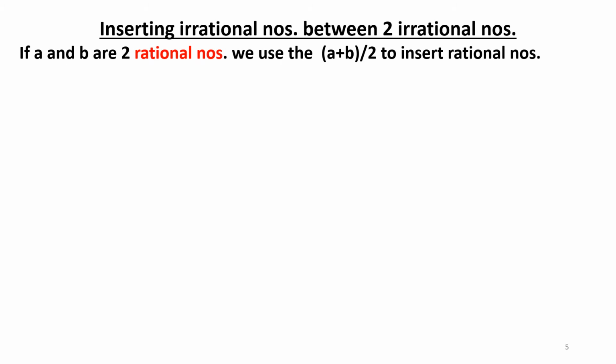If a and b are two rational numbers, we know the formula to insert a rational number between these two numbers. We will use the formula a plus b by 2. We will add both the rational numbers and divide by 2. In the case of irrational numbers, we will multiply both the numbers and take the square root. We use root ab.